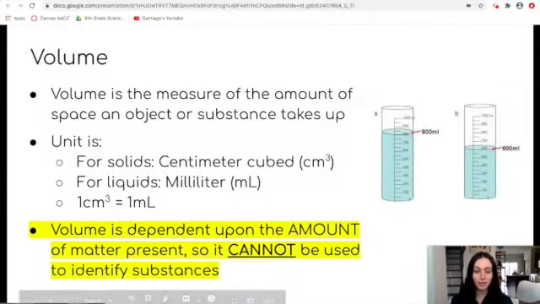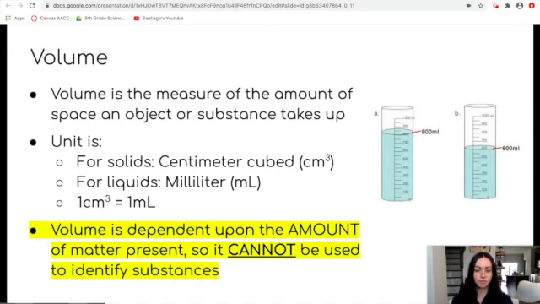Now that we know about mass and how to measure it, let's discuss volume. Volume is defined as the measure of the amount of space an object or a substance takes up. The unit for volume, there are two, one for solids and one for liquids. For solids, we use the centimeter cubed or the cubic centimeter. For liquids, we use the milliliter.